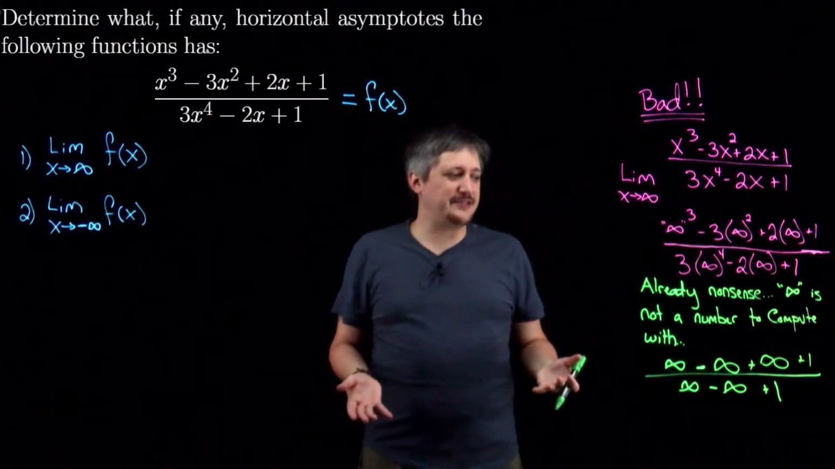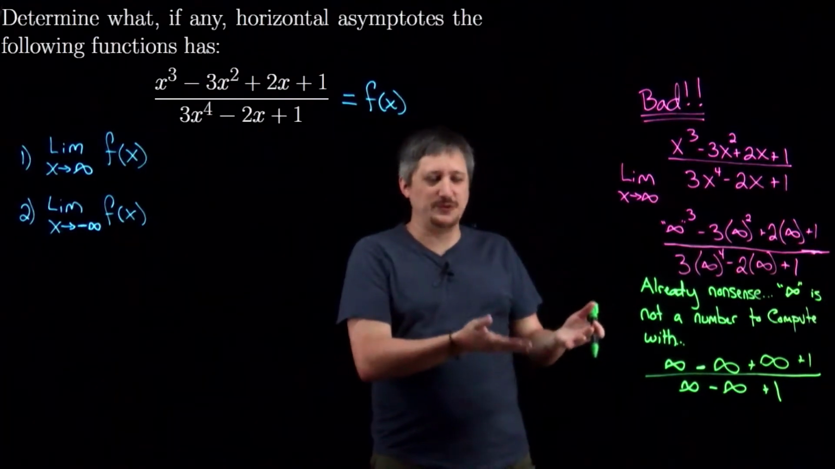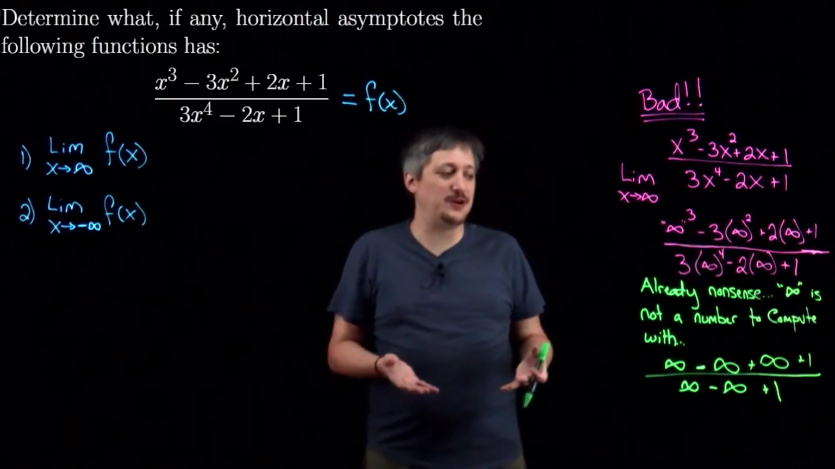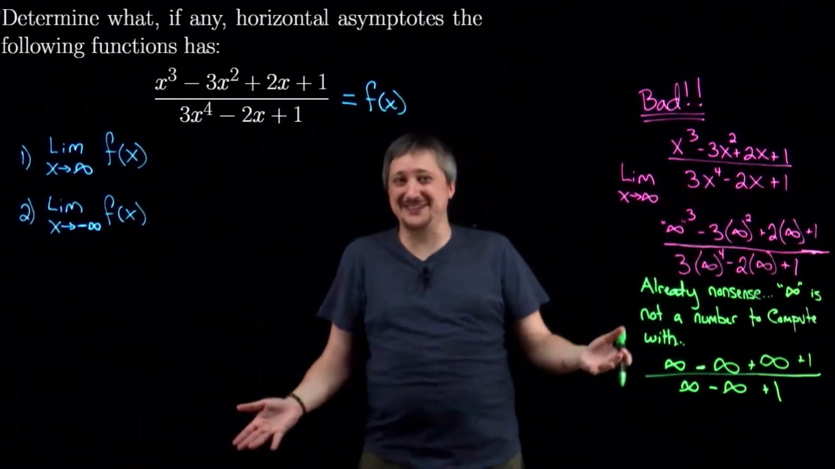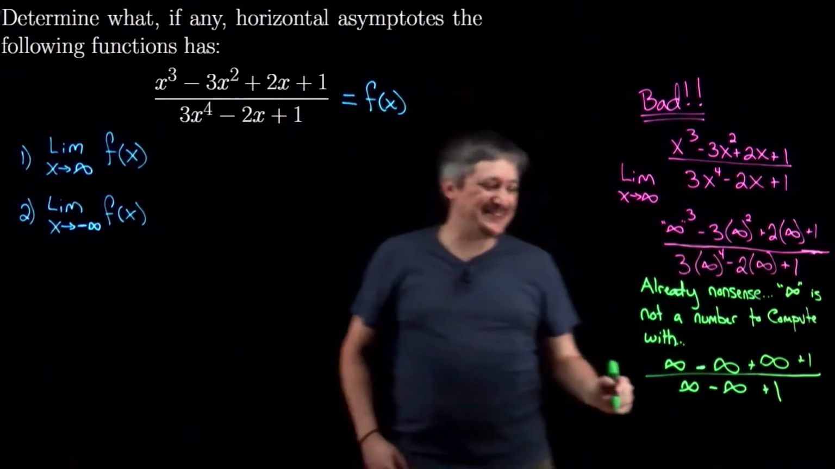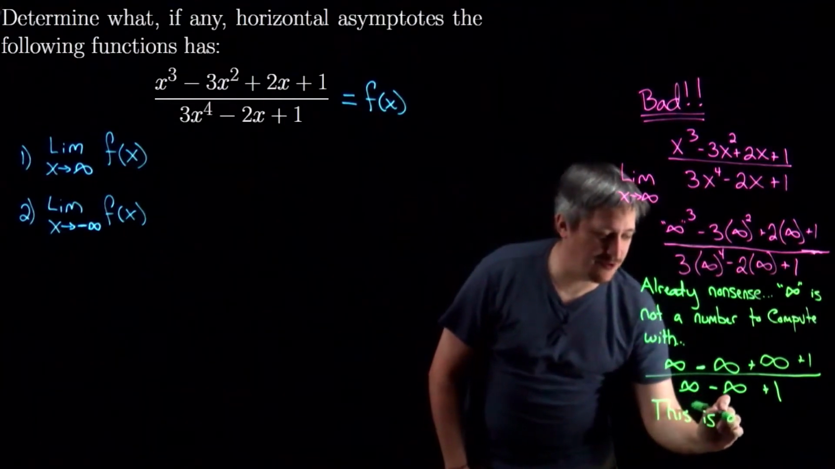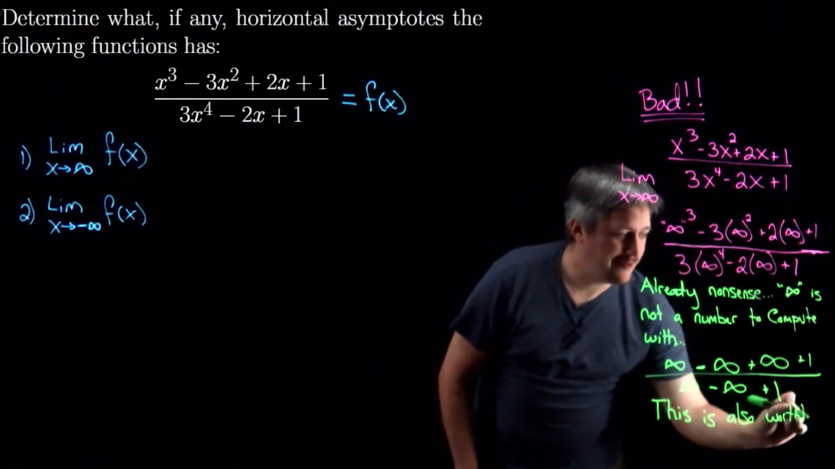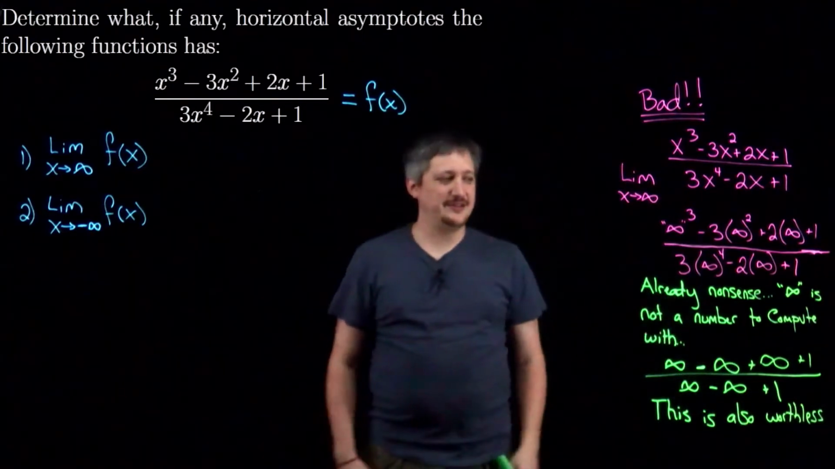And in fact, this is what we would call an indeterminate form. So infinity minus infinity is an unknown, it's undefined. So no matter what you want to claim that equals, you're wrong, because it doesn't have a value. So already this is also worthless, because this infinity minus infinity thing is going to make it nonsense.